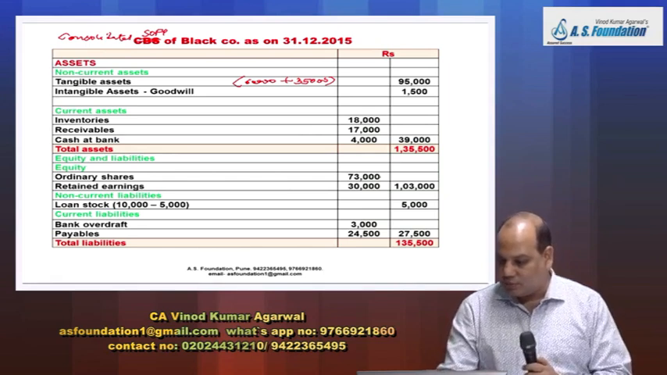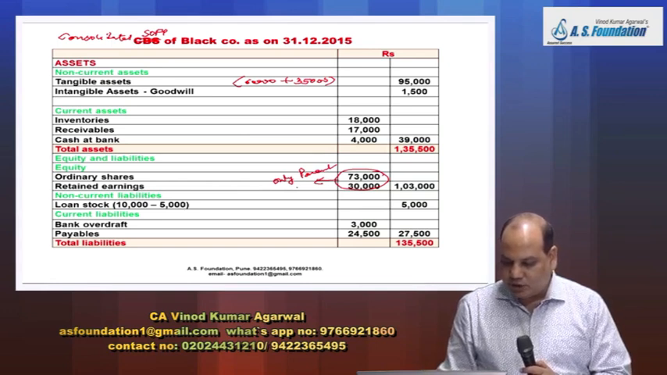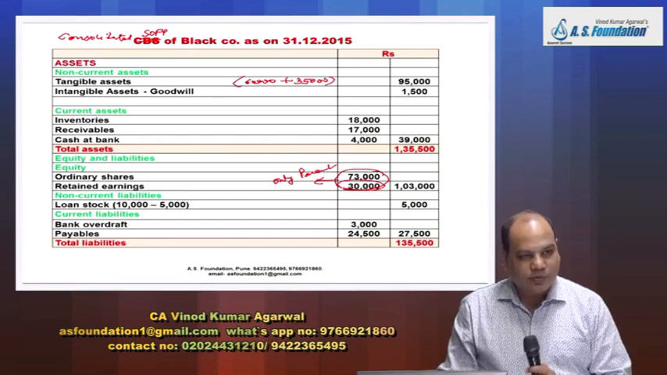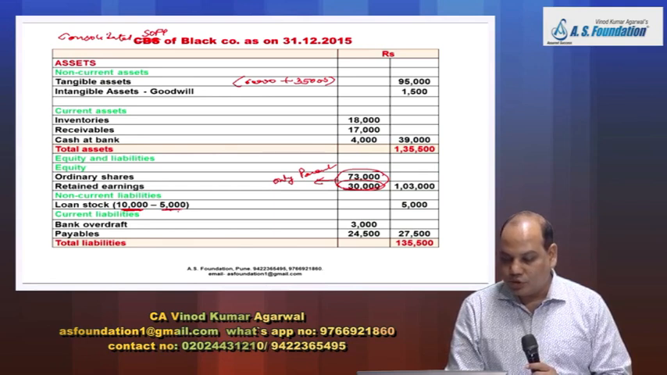Now keep in mind here, we will only write the parent company. Subsidiary's adjustment will not be done in share capital and retained earnings in this column. More about consolidation we will learn in the next chapter, IFRS 10. Now non-current liabilities. I will cancel loan stock by 5,000. Loan stock 10,000 minus 5,000, 5,000.